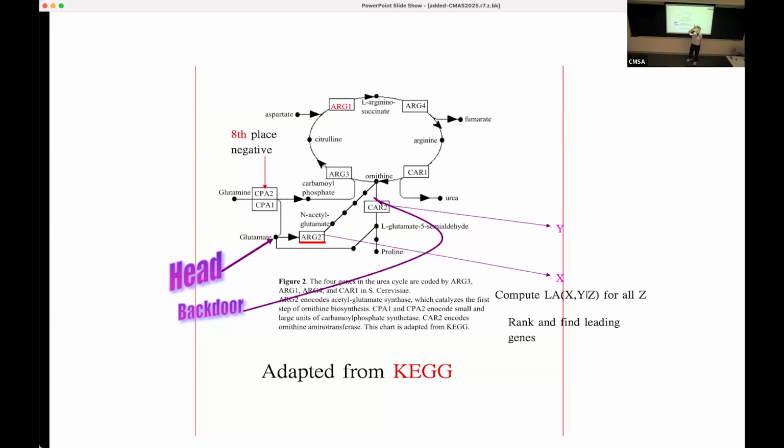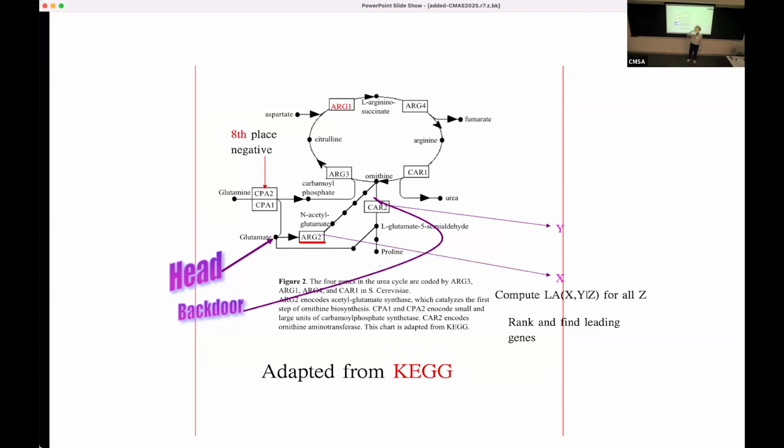Among the 6,000 genes, the top one is this guy. Okay, sorry. I'm not using this one, but using this one as the X. Because the way that arginine works is that you have some metabolites coming in, so this one is actually the control, and this one is just the outdoor. So I'm actually using this one as X and this one as Y. Sorry, it was done a million years ago. Using this as a pair, I find this one in eighth place, negative.